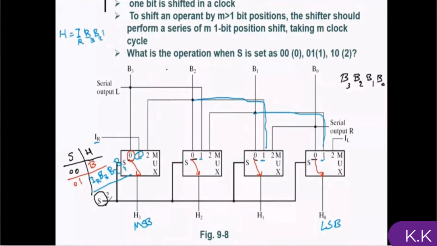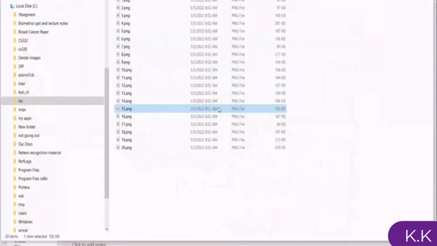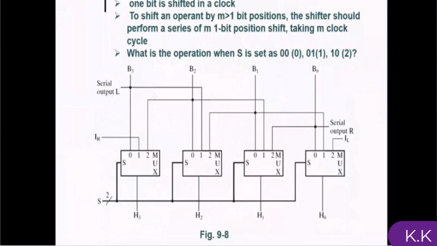What is here? This one is connected to B3. So this is B3. What is this one? It is connected to B2. And this one is connected to B1. Let me write it somewhere else. Yeah, it becomes IR, B3, B2, B1. The input was B3, B2, B1, B0. And now we have this value.